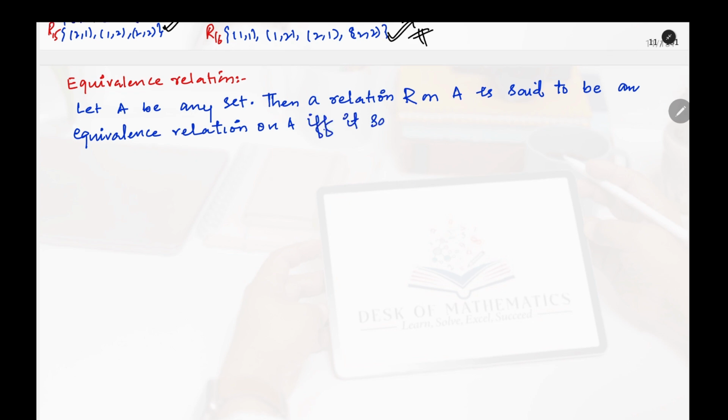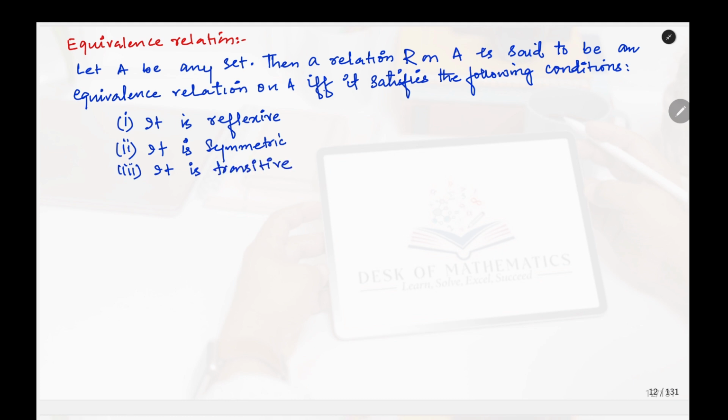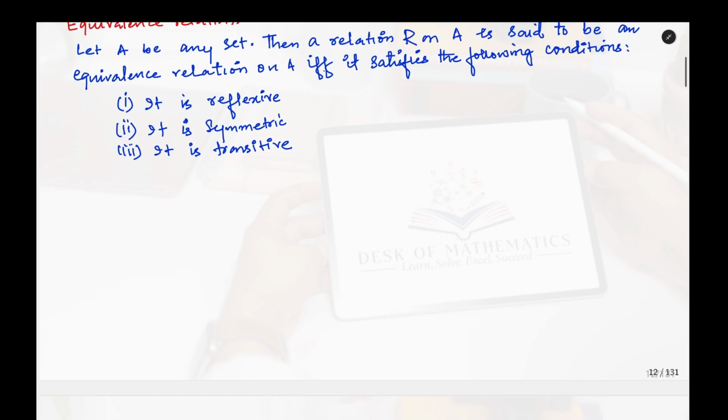So if it satisfies the following three conditions: the first condition is that it is reflexive. The second condition is that it should be symmetric. And the third condition is that the relation should be transitive. Then the relation is called an equivalence relation.